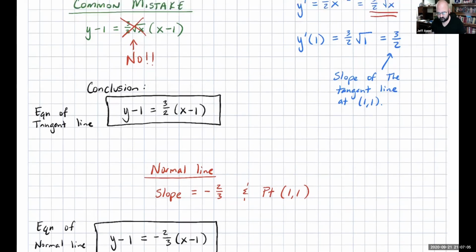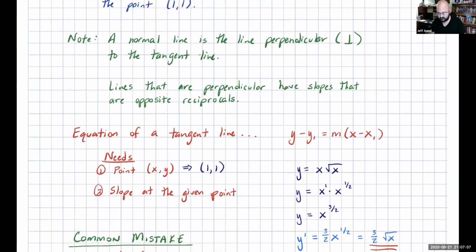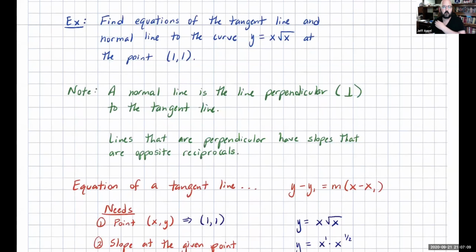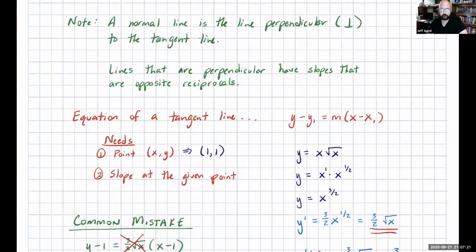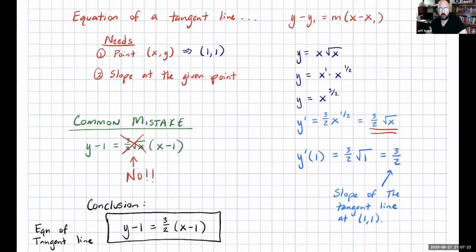In fact, let's just backtrack and do a real quick recap, because that was kind of a lot of information. Just to remind you of what we did, we were asked to find the equations of the tangent line and the normal line for a specific curve at a specific point. To find the equation of a tangent line, I told you that we're going to use the point slope form of a line, y minus y1 equals m times x minus x1.